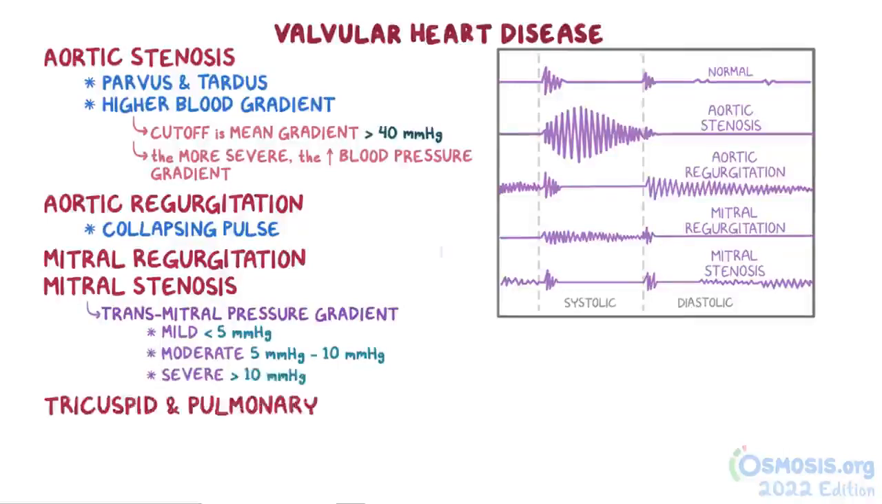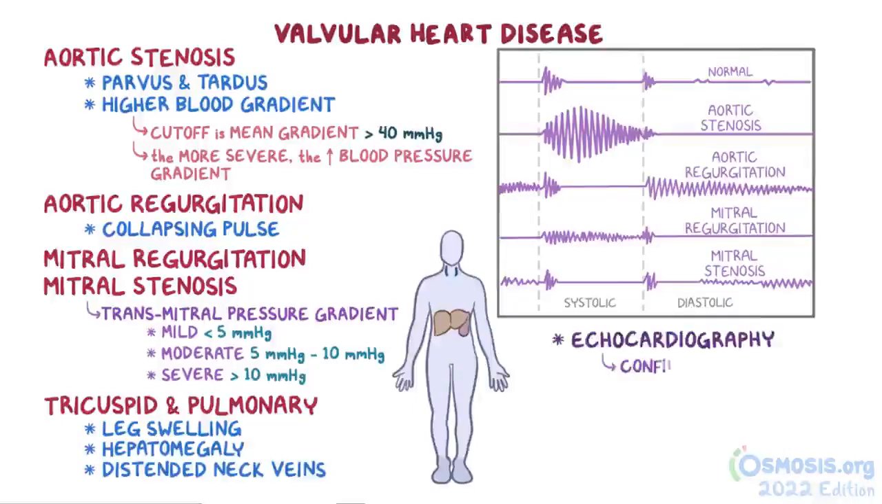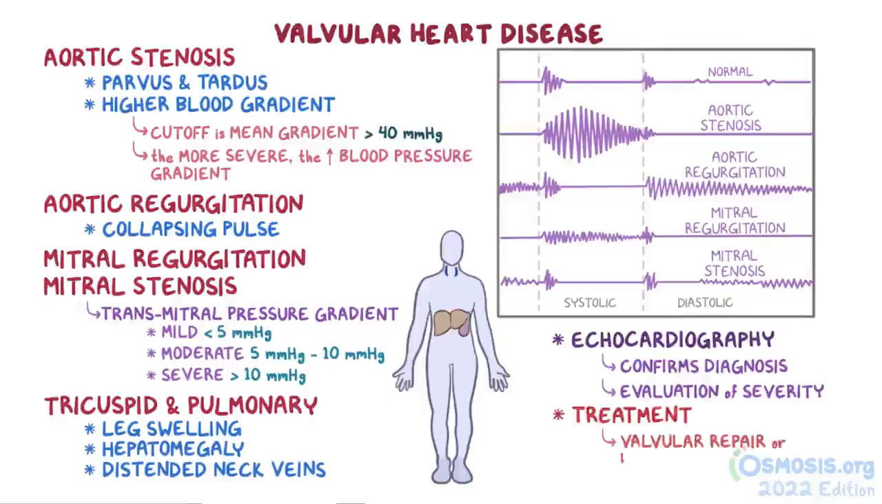Tricuspid and pulmonary valve disease mainly cause leg swelling, hepatomegaly, and distended neck veins. Echocardiography is then performed to confirm diagnosis of valvular heart disease, as well as an evaluation of severity and treatment choice. Treatment generally involves either valvular repair or replacement.